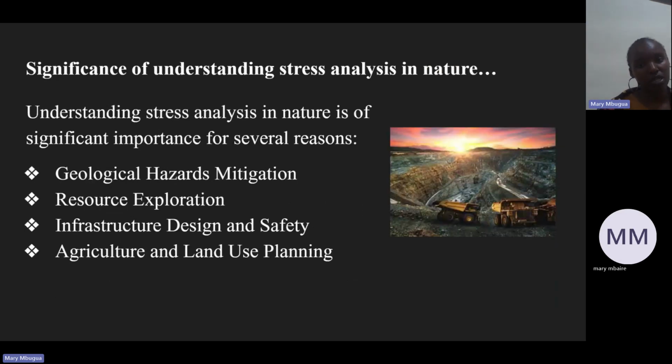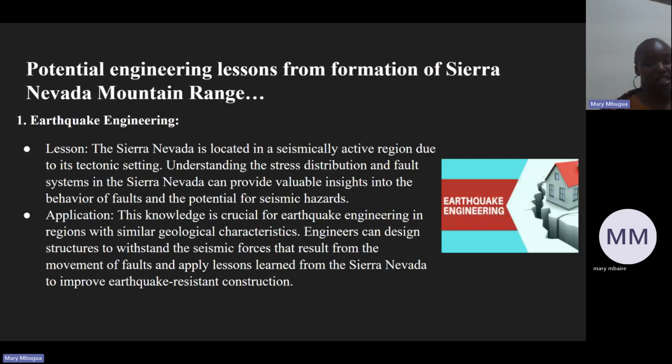It is very important to understand stress in nature, because it helps in resource exploration, infrastructure design and safety, agriculture and land use planning, and geological hazards mitigation. There are potential engineering lessons that we can take from the formation of this mountain range. One is on earthquake engineering. The Sierra Nevada region is a highly seismically active region, and understanding it can be used in other seismically active regions to see what measures can be taken.